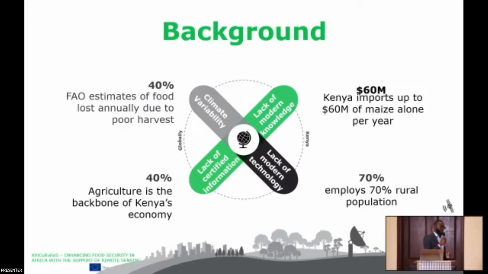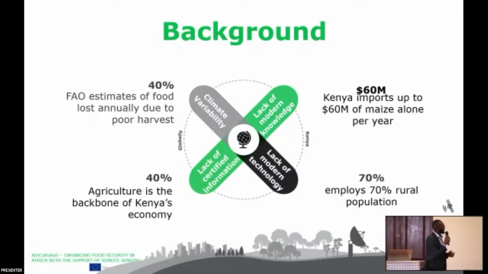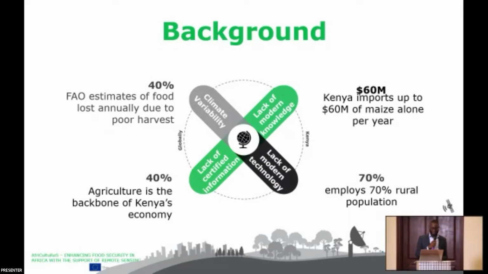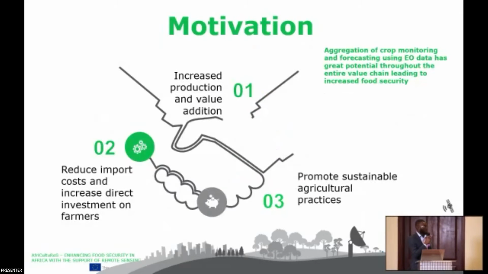But then we still face a lot of challenges, including climate variability. We also have a lack of modern technologies for monitoring, and of certified information that can be verified, and all this modern knowledge that we really need to adapt our agriculture to climate and to better our production. Those form part of the motivation for developing these use cases and this co-design process that we are having currently.